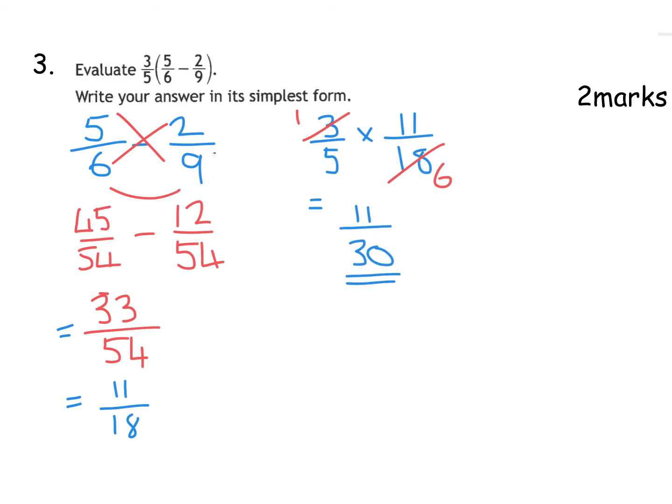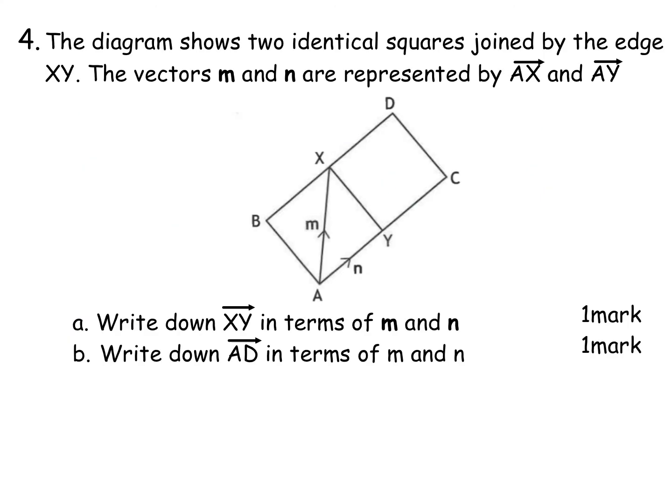If you're not comfortable with cross cancelling, just do 3 times 11 is 33. 5 times 18 is 90, and then you can simplify that down. The final answer is 11 over 30.